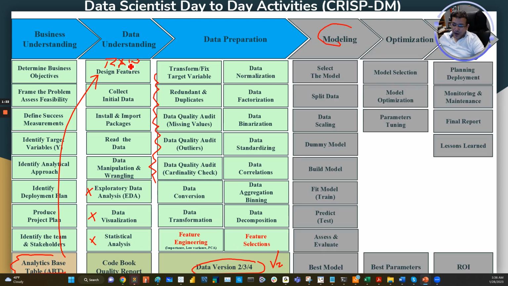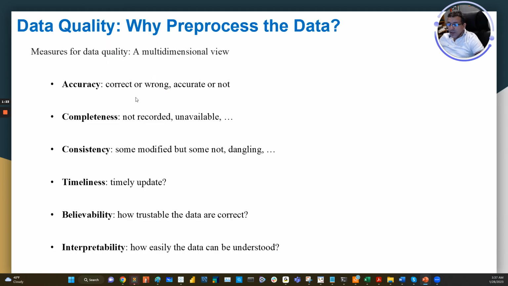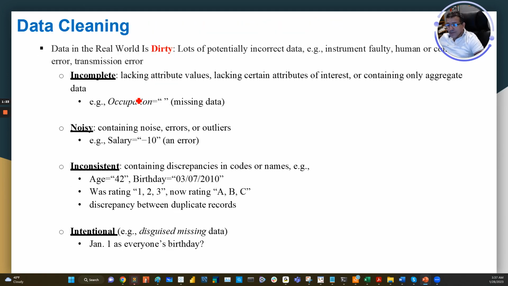Okay, so few things. Data is always dirty regardless, so we need to look for incomplete data, noisy data, inconsistent data, unintentional data. I'm going to skip some of this. So these are the major tasks that you need to apply as a data scientist.